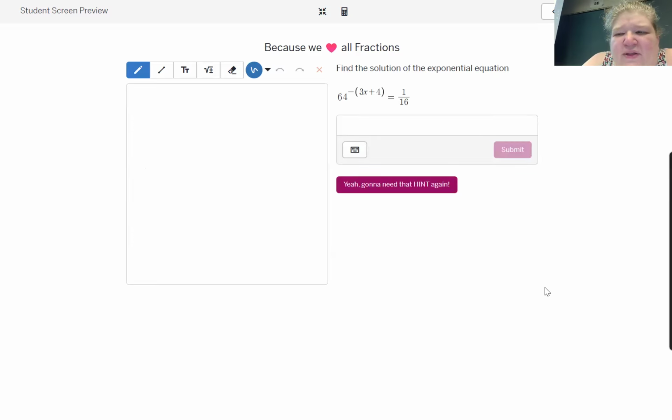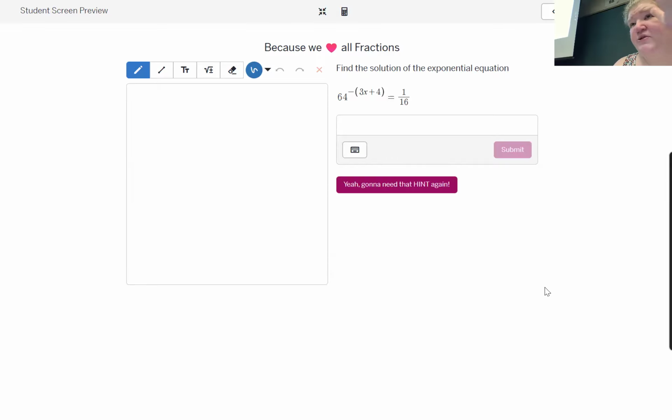All right, now another one. Find the solution of the exponential equation, but with a fraction. Gee, thanks. All right, so 64 and 16. Is there a number that both of those relate to? So 64 is 8 squared. 16 is 8 times 2. Yep. So they are both powers of 4.